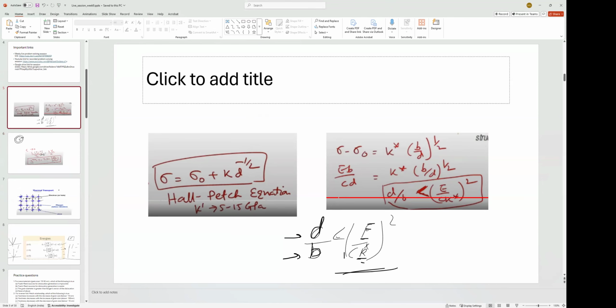I think in the last class we talked about where the Hall-Petch equation fails. You have the Hall-Petch equation and the inverse Hall-Petch effect.